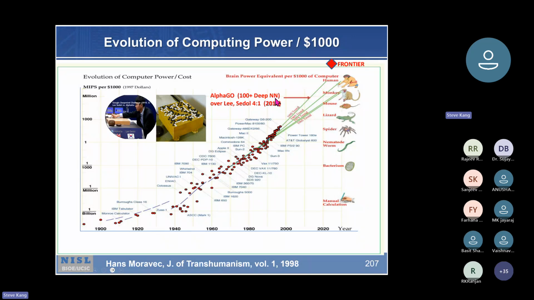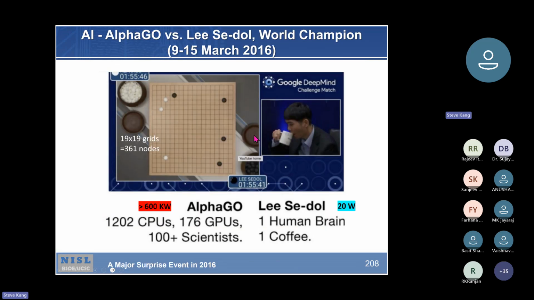Then they complained that it was not a fair game. We had a humongous computer and many supporting scientists, yet they were competing with one single person. So this shows a more vivid picture. This was the world championship in March 2016, March 9th through March 15. And yeah, so this is a board for the Go game, 19 by 19 grids.